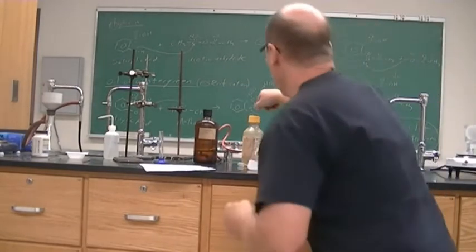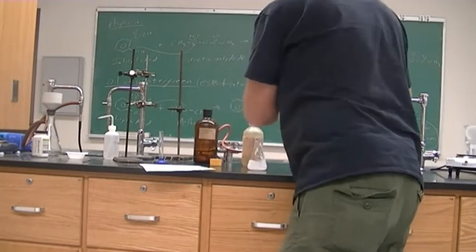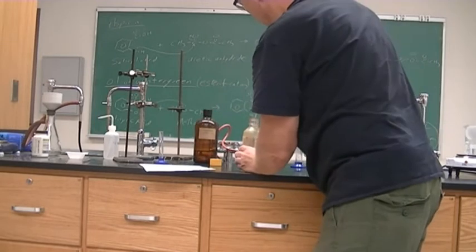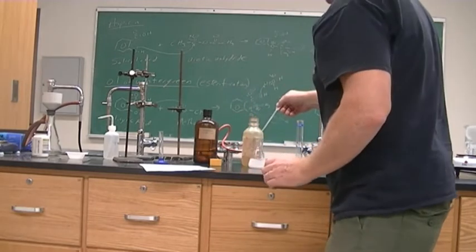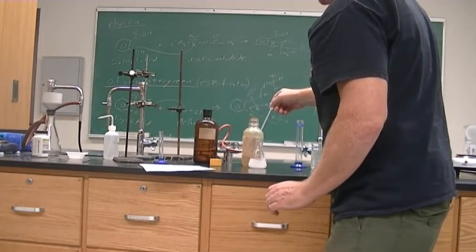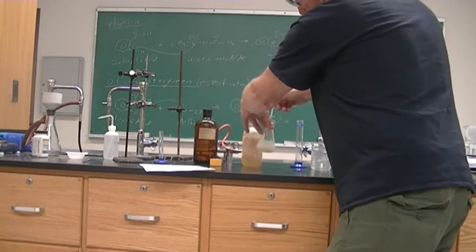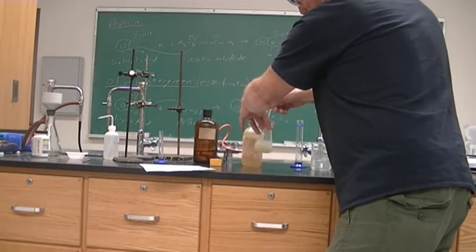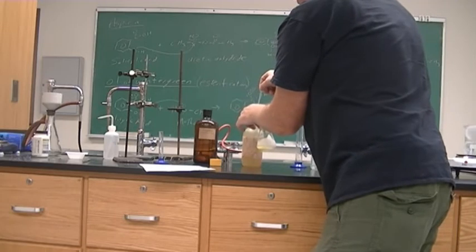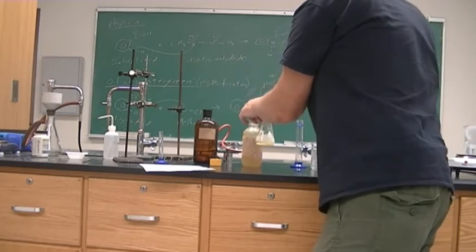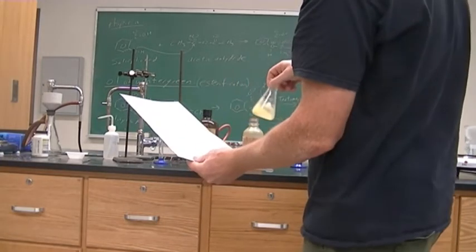And now we're going to add 5 drops of concentrated sulfuric acid. So this is very dangerous stuff. Any acid that is concentrated is going to be very dangerous. All right, so 5 drops of this. 1, 2, 3, 4, 5 drops. All right, so now we have our 5 drops of our concentrated sulfuric acid.